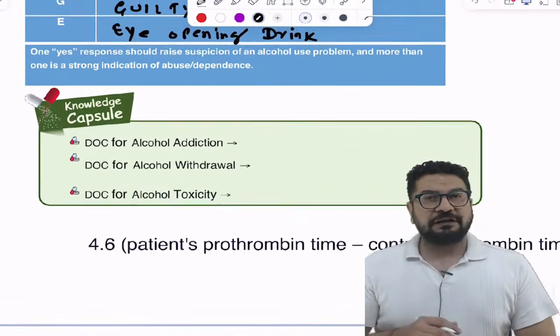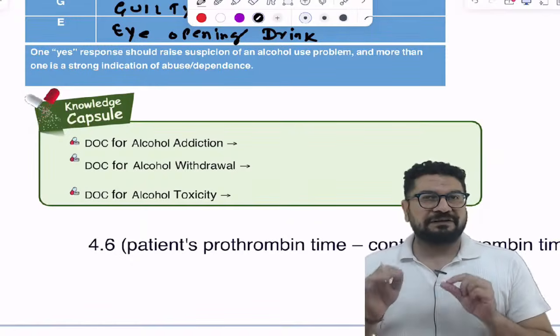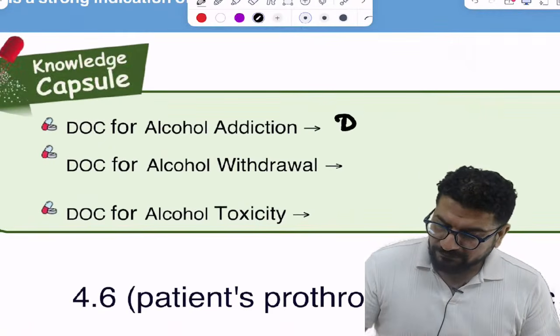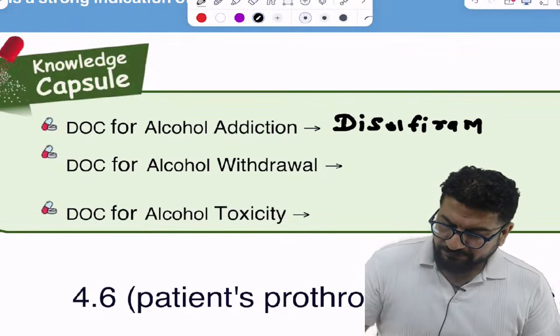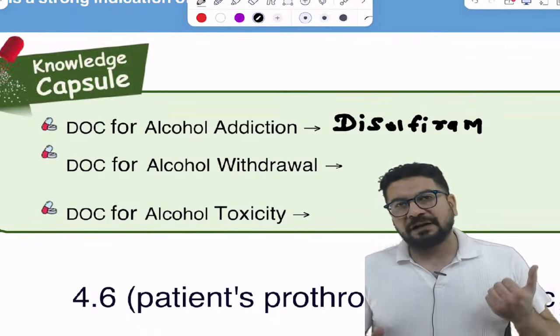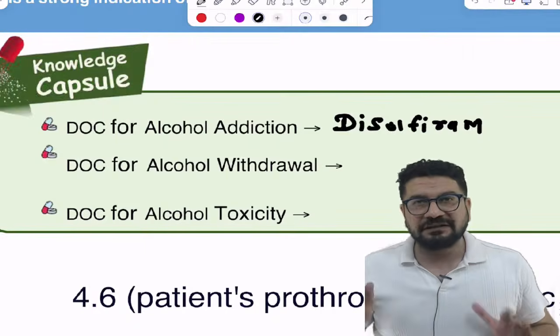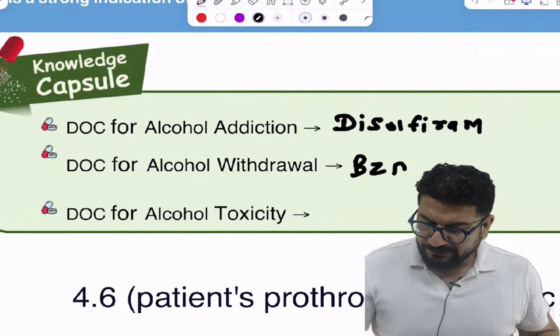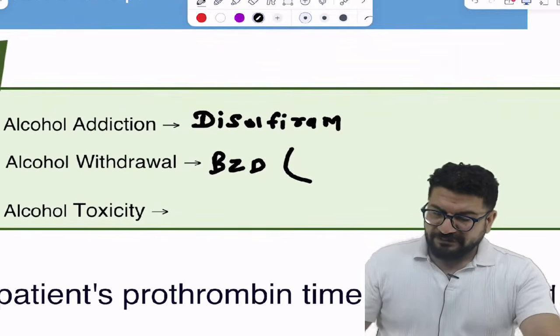So they ask you questions on alcohol. Alcohol से exam में बार बार question आता है. So the topic we are discussing is alcohol. Drug of choice for alcohol addiction, what do we use? We use disulfiram. Now look at this. For alcohol withdrawal, withdrawal means patient को withdrawal symptoms आ रहे हैं, वो सो नहीं पा रहा है, tremors हो रहे हैं, तो उसको आपको शांत करना जरूरी है. शांत करने के लिए क्या दोगे? Benzodiazepines.